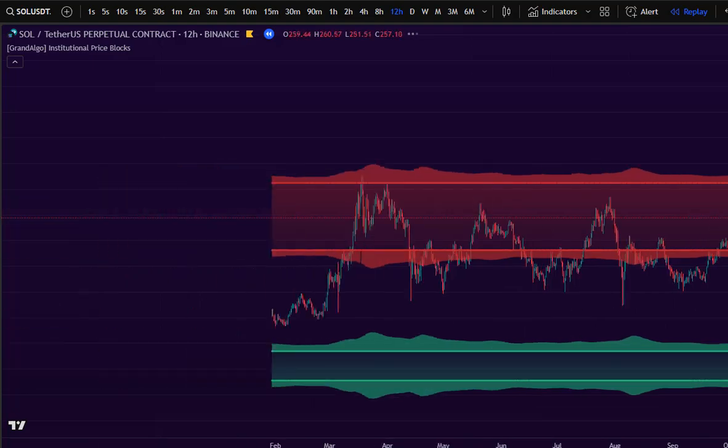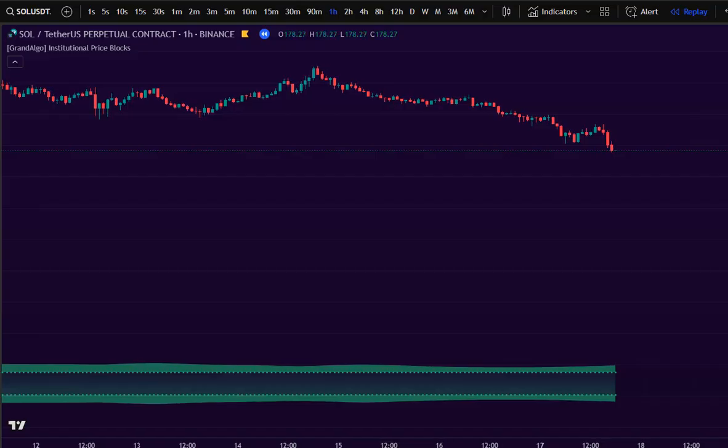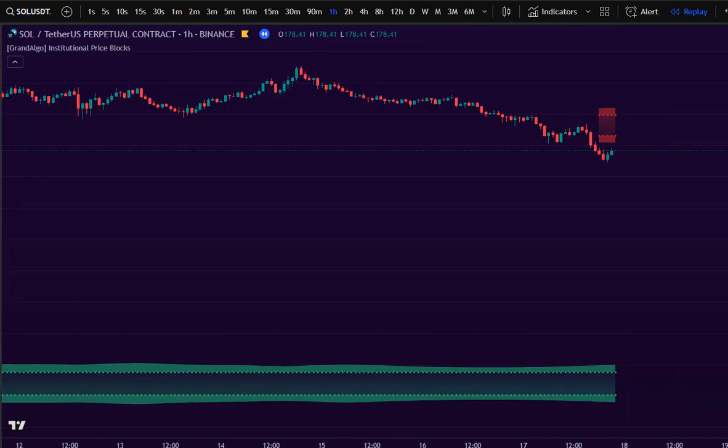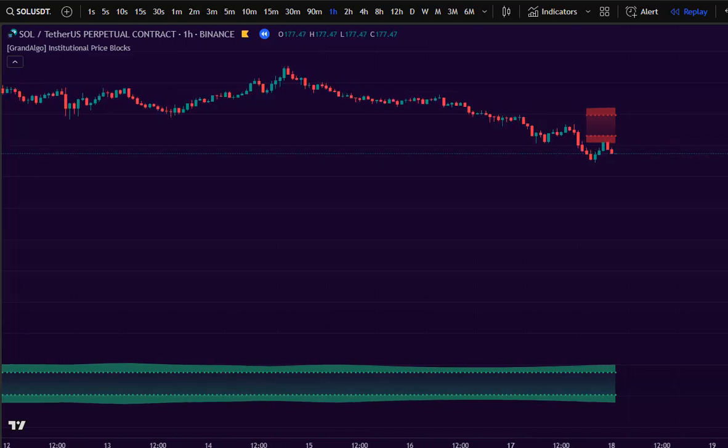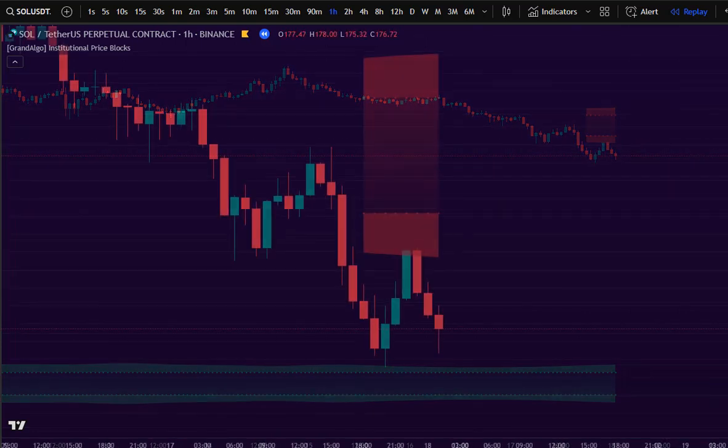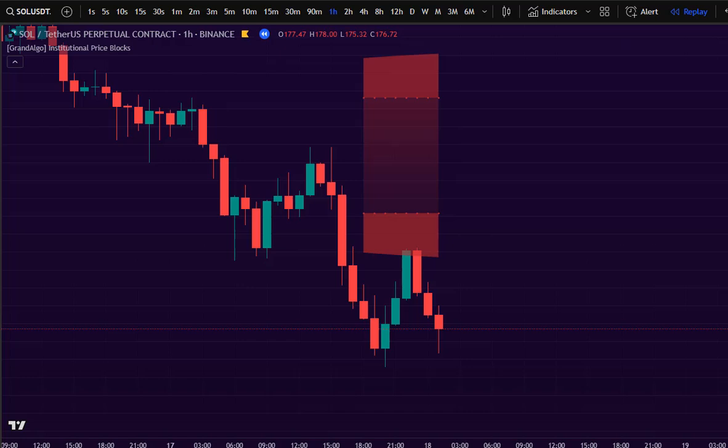To use institutional price blocks effectively, wait for price to return to a block. Observe how price reacts. Does it reject immediately or consolidate? Confirm the trade using confluences like market structure, reversal patterns, and price action.